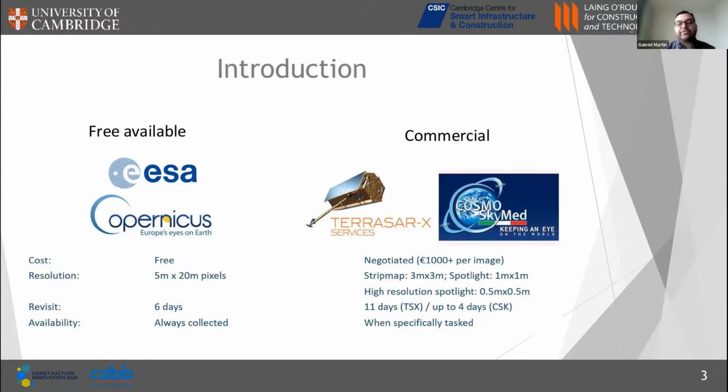On the other hand, we have commercial missions where you will have to pay a service fee to task an operation, but in this case you will be able to get a much higher spatial resolution. For instance, TerraSAR-X and Cosmo-SkyMed are two examples of these satellites, and you can get spatial resolution up to 0.5 square meters. And the revisit time of these satellites is between 11 days and up to 4 days.